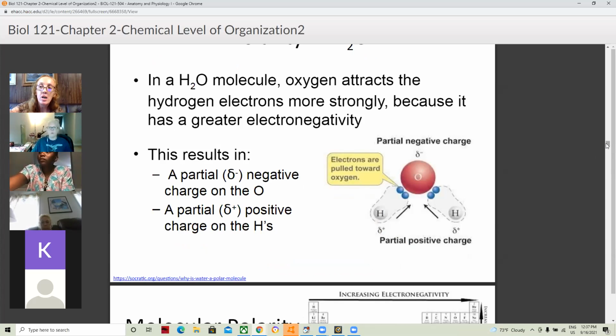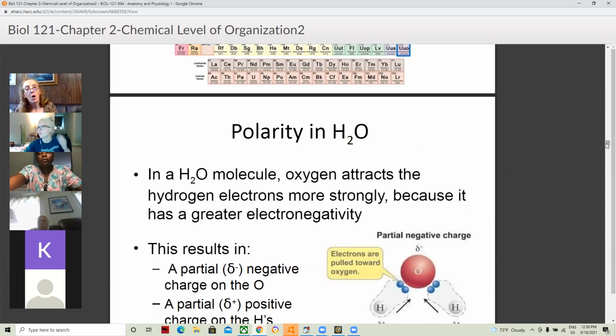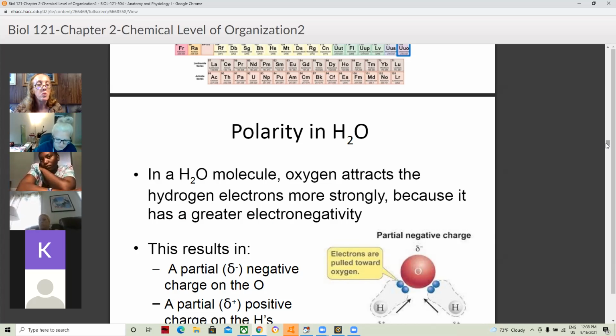So when we have a molecule in which we have an atom like oxygen that's highly electronegative bound to an atom that is not as electronegative, the result is that we get a polar molecule like water. And remember, electronegativity is the force that a given atom has in pulling electrons towards itself. So the greater the electronegativity, the greater that atom's ability to pull electrons towards itself and pull them off other atoms.